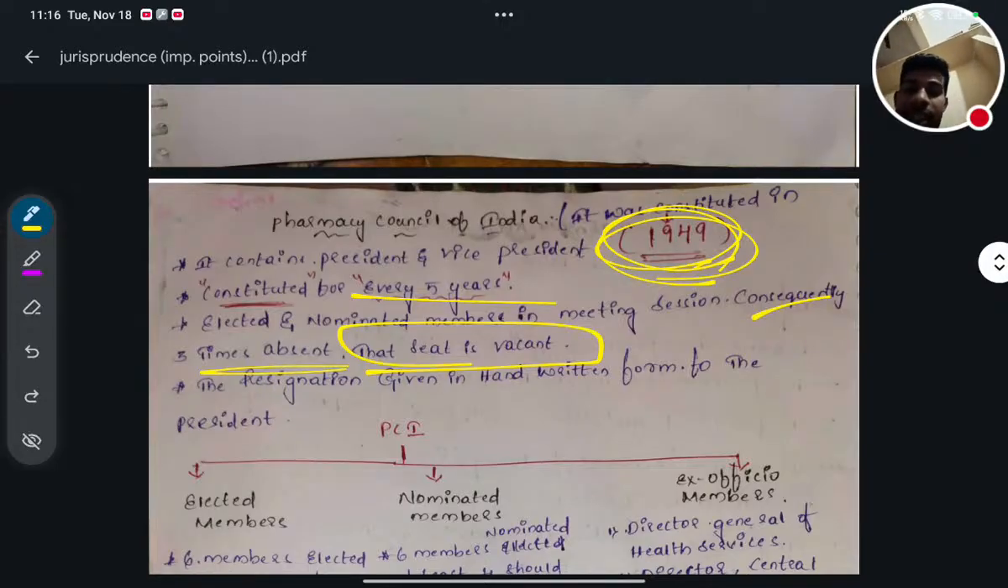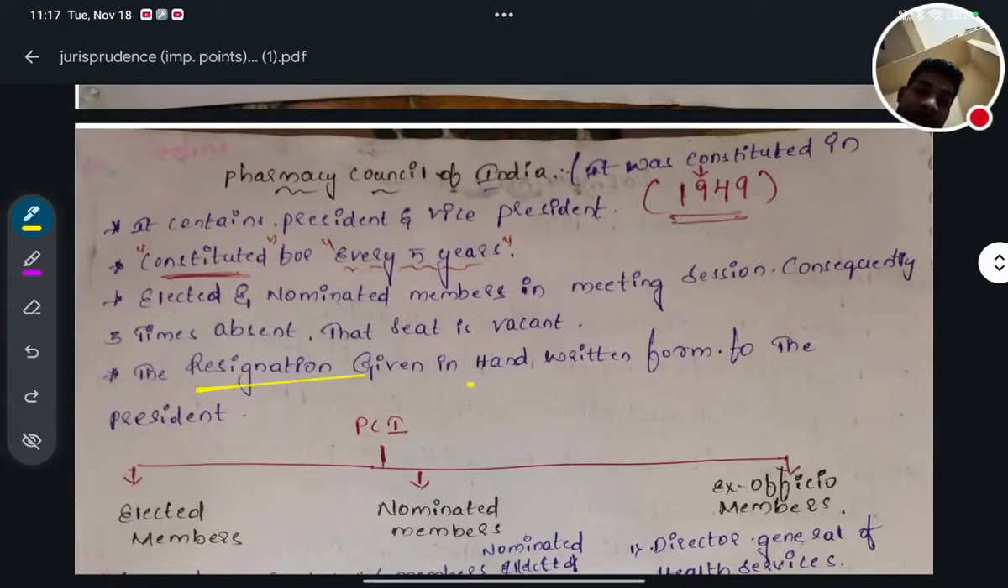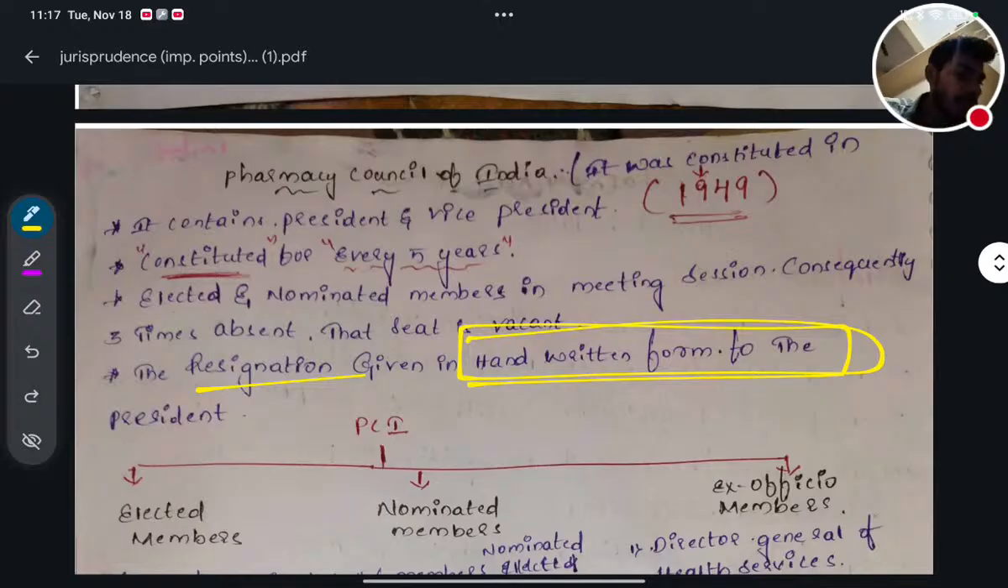Okay. Next, the registration is given in handwritten form to the president. It is not typewritten or printed. The registration is given in handwritten form. These are simple basic points, but you have to remember them because they can ask questions from this.